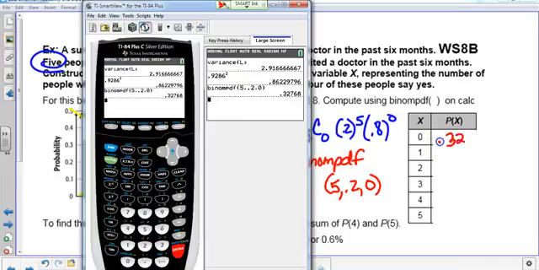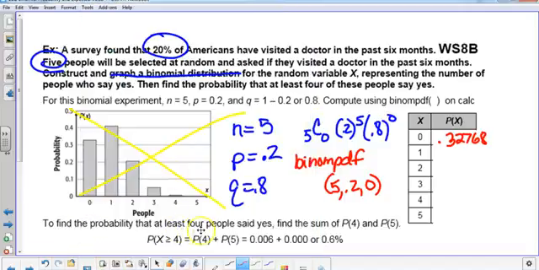I got 0.32768. All right, what is the chance? What is the probability at least 4 people said yes? At least 4 people. That means who are we counting over here? Counting these 2. Could you do those 2 on your calculator? Because I'm not happy with the way they rounded. Binomial PDF 5, 0.2 and what? 4?